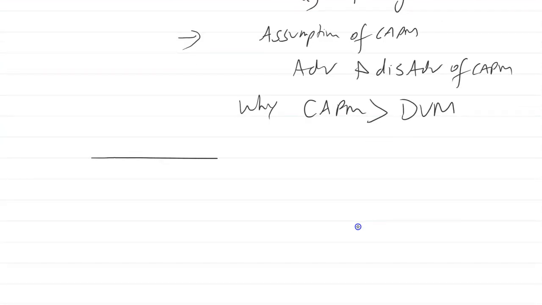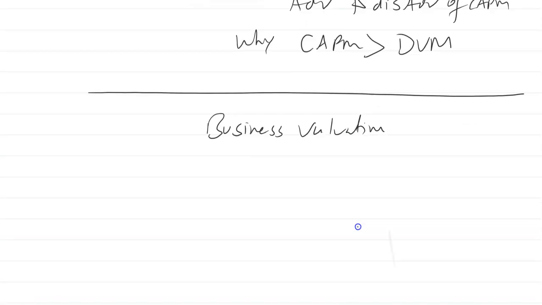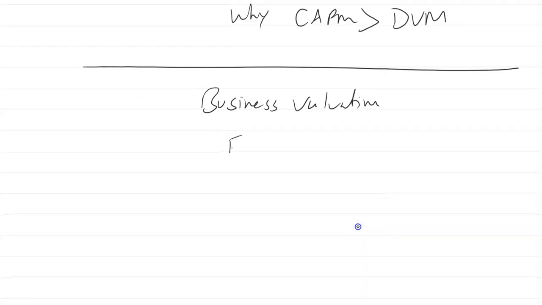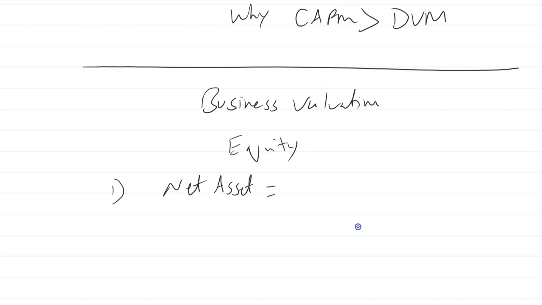Next is business valuation. In business valuation, how to value equity? To value equity, few methods are very important. For example, net asset. Obviously, the formula is very simple: total asset minus total liability minus preference share value. Idea is very simple. But you have to do certain adjustments if there are any.